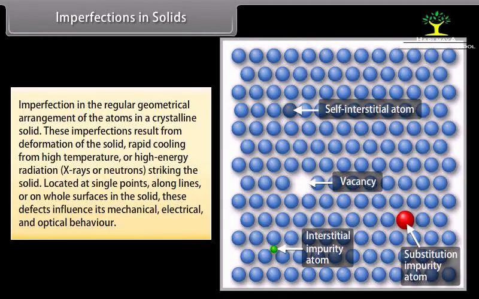Imperfections in solids. Imperfection is a deviation in the regular geometrical arrangement of the atoms in a crystalline solid. These imperfections result from deformation of the solid, rapid cooling from high temperature, or high energy radiation, X-rays or neutrons, striking the solid. Located at single points, long lines, or on the whole surface of the solid, these defects influence its mechanical, electrical, and optical behavior.